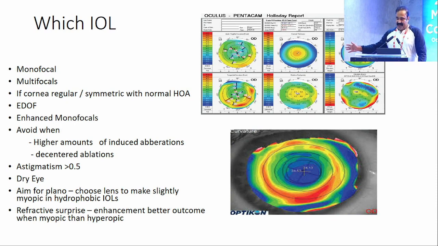Avoid this with higher amounts of induced aberrations, decentered aberrations, astigmatism more than 0.5, and dry eye. If it is a hydrophobic IOL, I would prefer to go for 0.5 diopters overcorrection, because if there is any surprise, it's easier to correct.